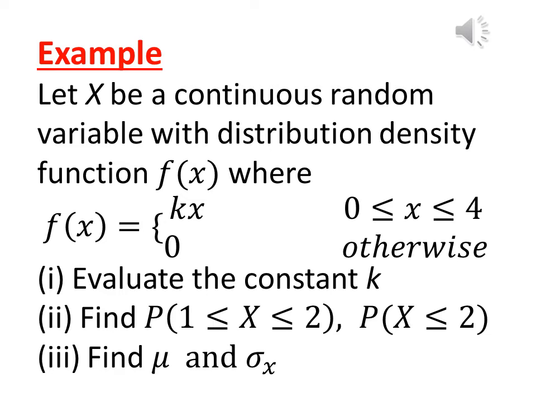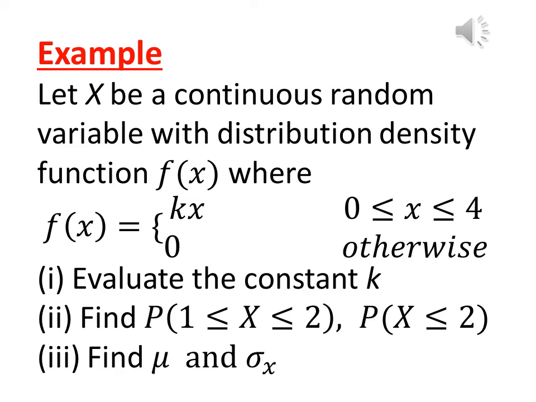So how to calculate? From the properties which we said in the last slide. Number 2, we find probability x greater than 1 less than 2 and probability of x less than 2. Third, we find the mean mu and standard deviation sigma x. To solve this, to get k, we have integration for all domain f of x equal 1. What is all domain? All domain is from 0 to 4. So we can get k.